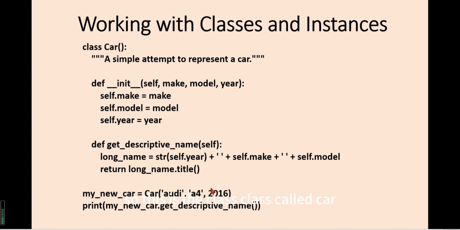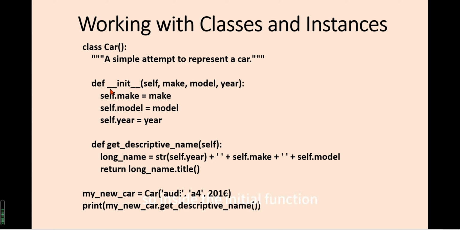So this is the class called car. This is the class, and inside the class there are two functions. The first is the initial function, __init__, with the self first. Then three parameters called make, model, and year. This will get the information when users create an instance of a car.